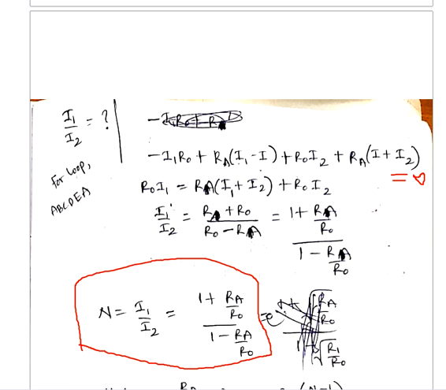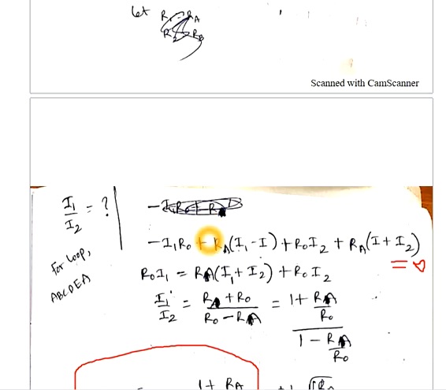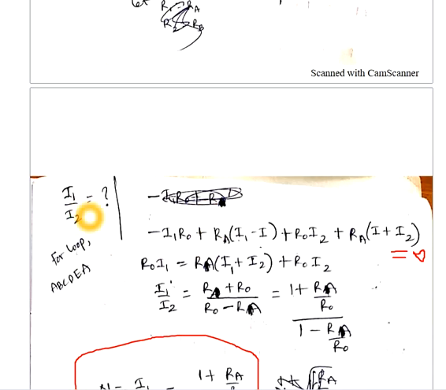So what we are doing here, directly we are going to determine the I1 by I2 ratio, which is an important ratio for getting attenuation. And how to determine this? We of course need to go for mesh analysis, but where? There are many loops here, right? In order to get the I1 by I2 ratio in terms of RA and R0, we have to consider the loop A, B, C, D, E, A.